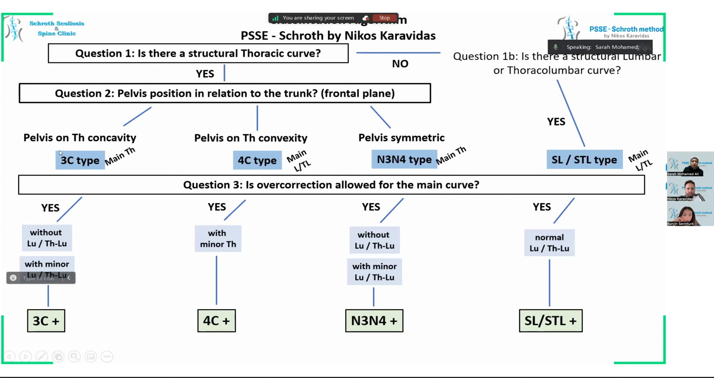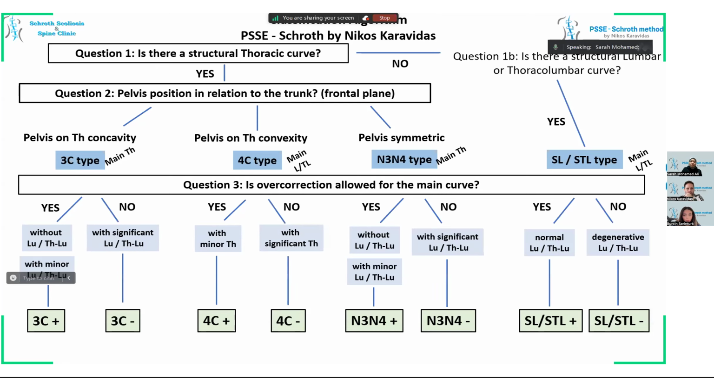Where is the pelvis in relation to the trunk in the frontal plane? If the pelvis is on the thoracic concavity, it means that I have a 3C type, with the main curve being the thoracic. I want to give it either a plus or minus sign. Can I do an overcorrection allowed for the main curve? If yes, I will give it a 3C plus, which means that I have a minor lumbar curve, or I don't have a lumbar curve.